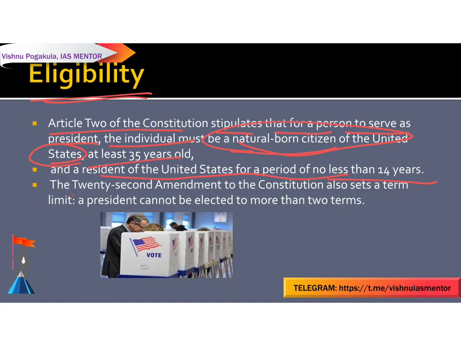Next is the 22nd Amendment of the Constitution. It also sets the term limit. A president cannot be elected to more than 2 terms. They can be in the post of president only for 2 terms, not more. So that is about the eligibility criteria. This is the basics of the US election.